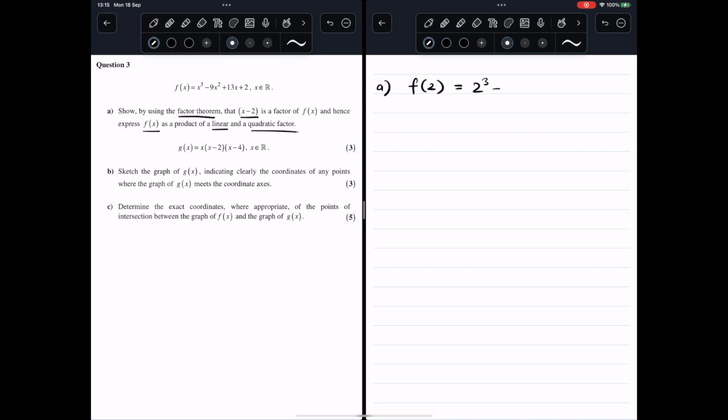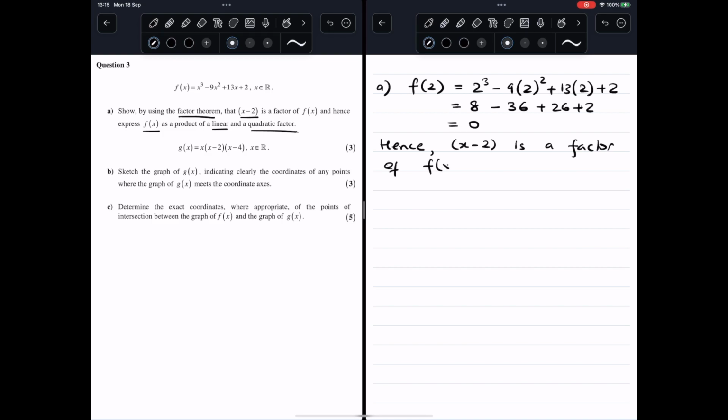2 cubed minus 9 times 2 squared plus 13 times 2 minus 2, which gives me 8 minus 36 plus 26 minus 2, which is equal to 0. So therefore, x minus 2 is a factor of f(x). In order to find the quadratic factor, I'm going to do long division. That's the method I prefer.